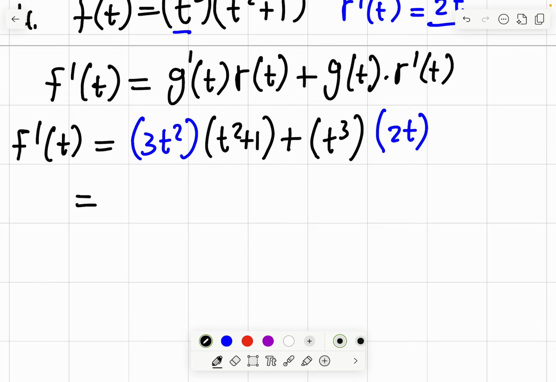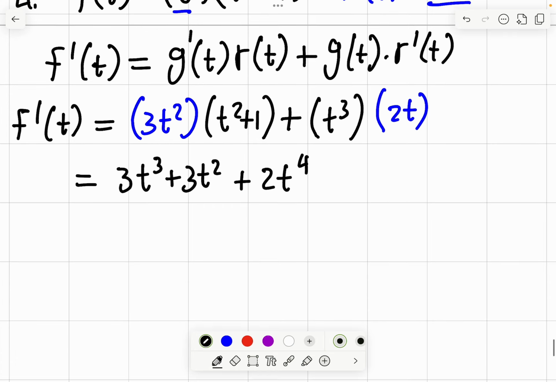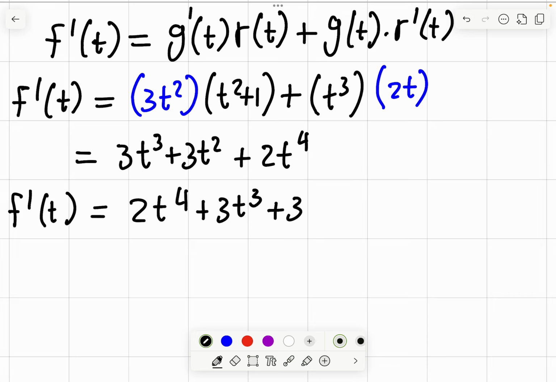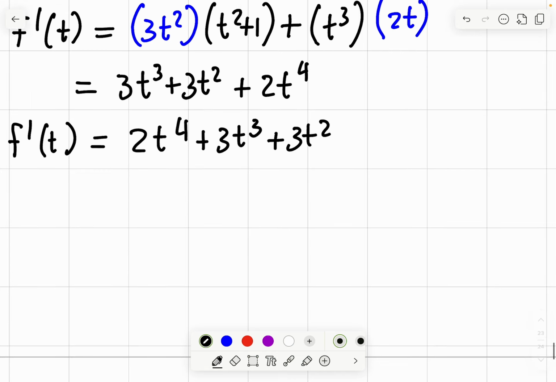Whenever you simplify that thing, you're going to be left with 3t cubed plus 3t squared plus 2t to the 4. So our answer is going to be f prime of t, which is going to be 2t to the 4 plus 3t cubed plus 3t squared, if they ask you to simplify that thing completely. So let's go and check our number 5.